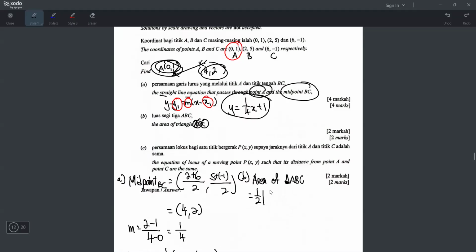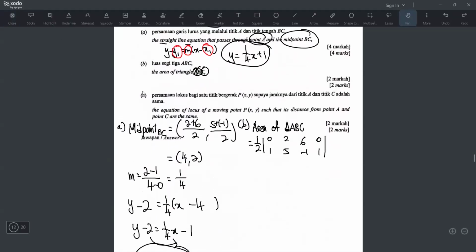And when you put it in, you have to write like this: 0 atas, 1 bawah, and then the next one 2, 5, next one 6, -1. And before you tutup the modulus, you have to repeat the first one, which is 0, 1. And now you can start to multiply. You can start to darab. Okay, when you darab, always start dari atas, and then you silang.